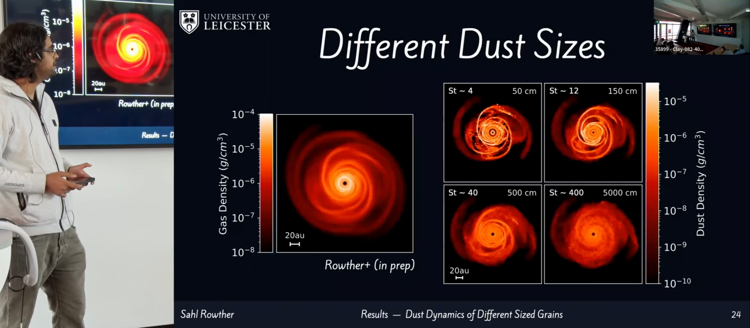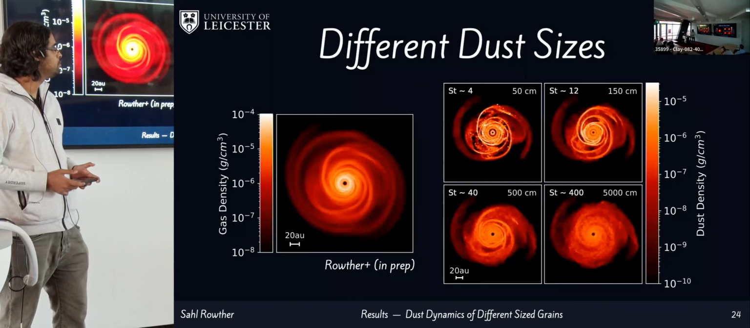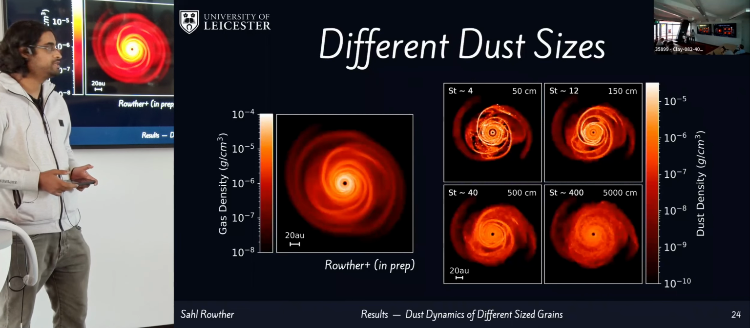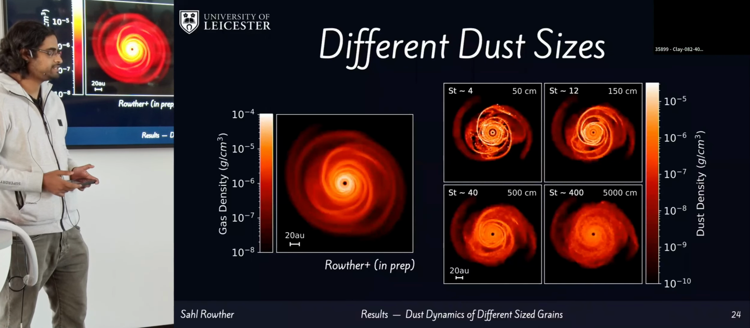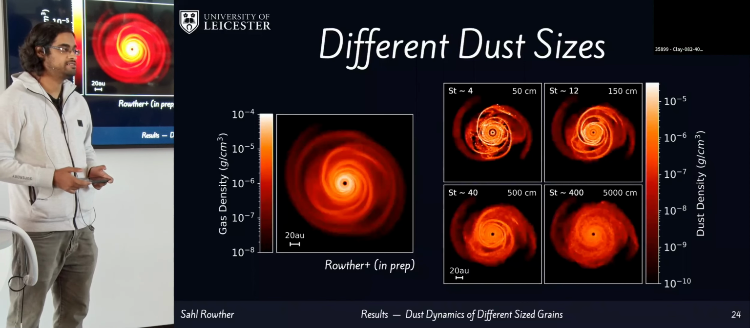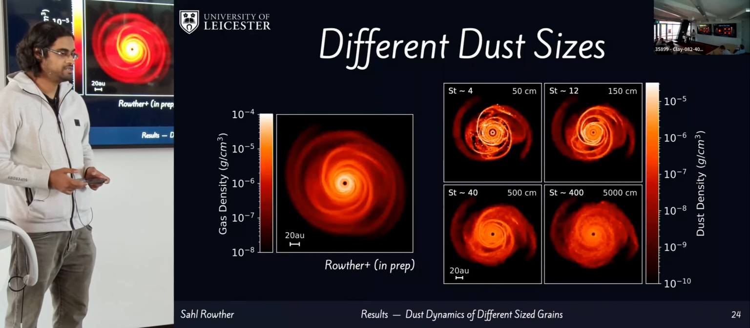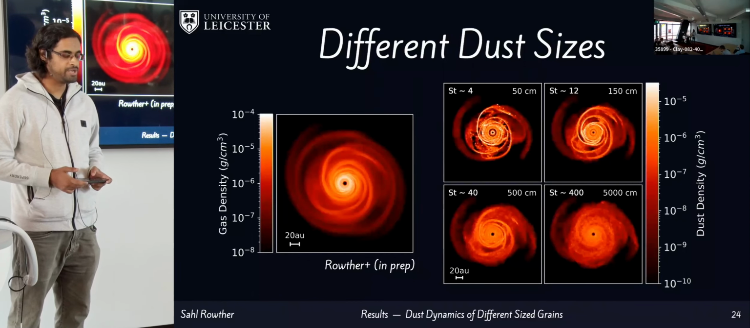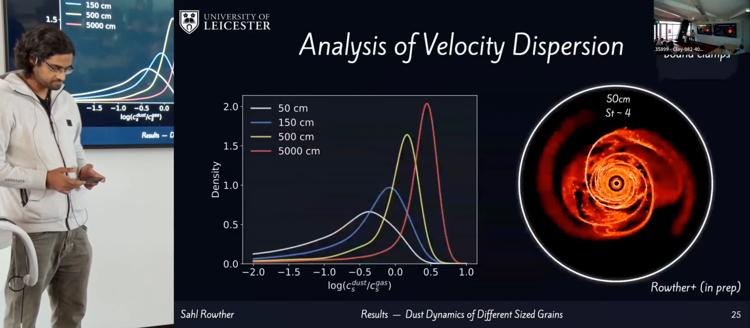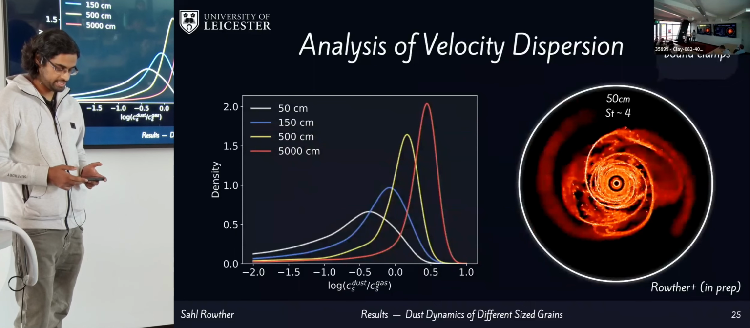So in general, it confirms the trends from the shearing box simulations, where as the drag force is weaker for increasing dust sizes, we see that the dust is less and less coupled to the gas, and the spirals get weaker.